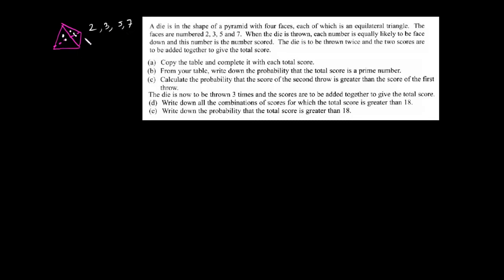I hope it is a fair die. If it is a fair die, then we can easily calculate the probability. A die is in the shape of a tetrahedron, which has equilateral triangle faces. When the die is thrown, each number is equally likely. So it's a fair die. We can just write this down.